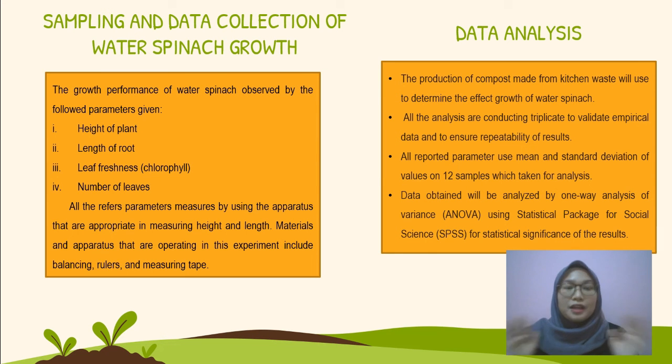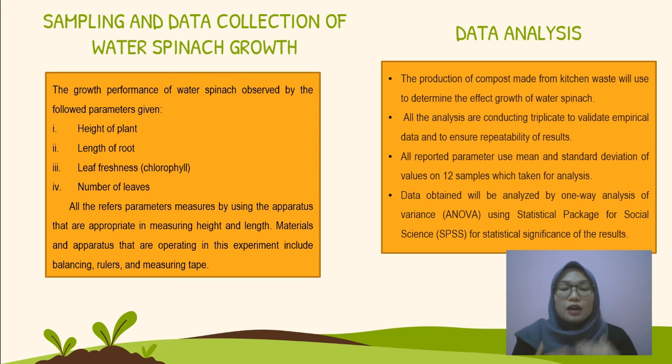Okay, for the sampling and data collection of the water spinach, their growth performance I will observe based on the given parameters: height of the plant, length of the root, length of the freshness, and also the number of leaves. While for the data analysis, the compost produced from the kitchen waste will be used to determine the effect on the growth of the water spinach.